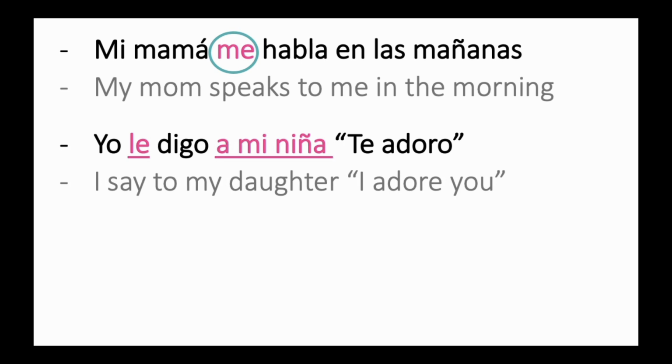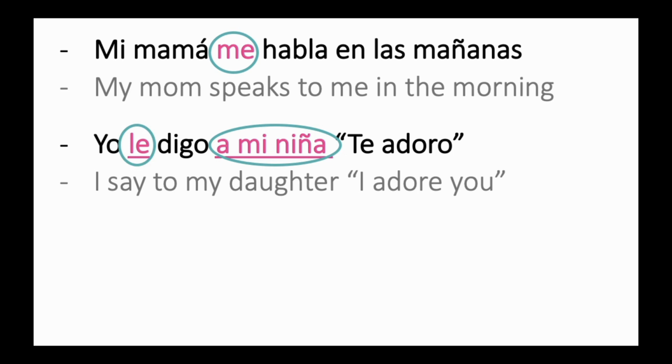Let's identify which one is the indirect object pronoun. To whom do I say, I adore you? To my daughter. To my daughter, that would be the indirect object noun. Which one is the indirect object pronoun? The indirect object pronoun would be le.